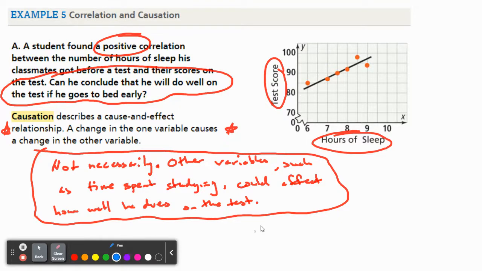And the major idea behind this is this little phrase. Correlation does not imply causation. Just because there's a trend between two things does not mean that one causes the other one to occur. Correlation does not imply causation.